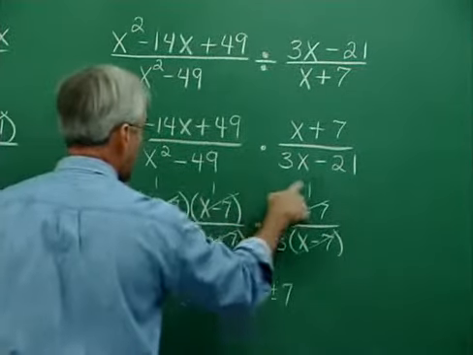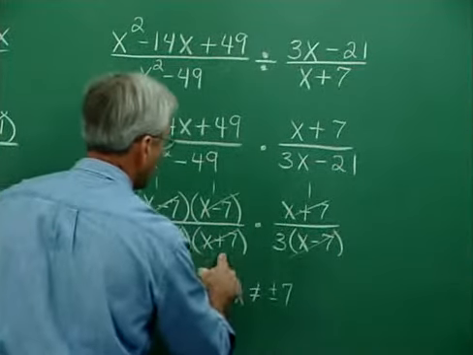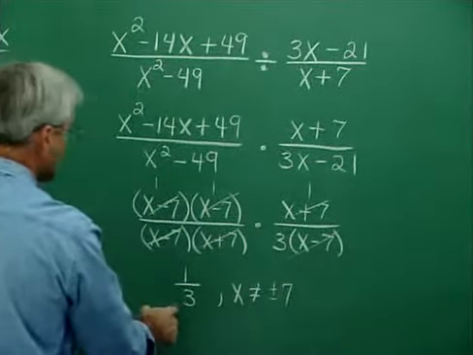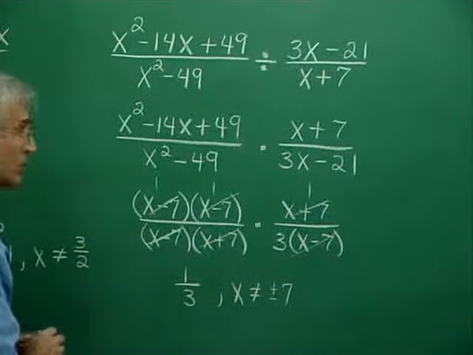So it's 1 times 1 times 1, or simply 1 for the numerator. And downstairs we have 1 times 1 times 3 times 1, or simply 3. So this reduces to 1/3. And now we have to talk about the restrictions.